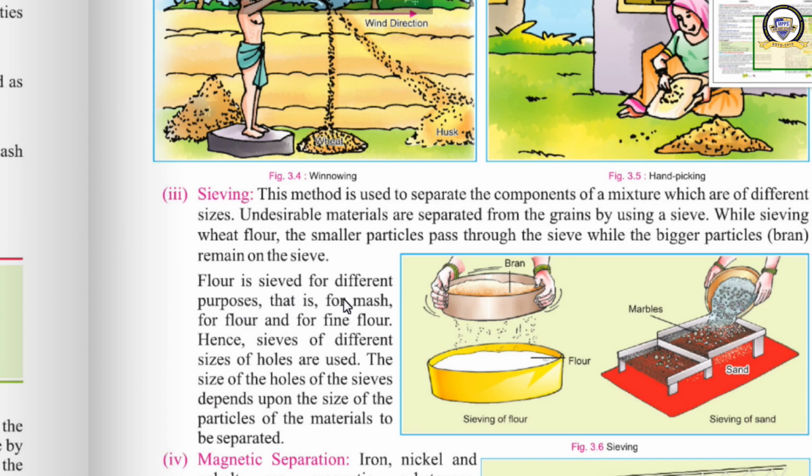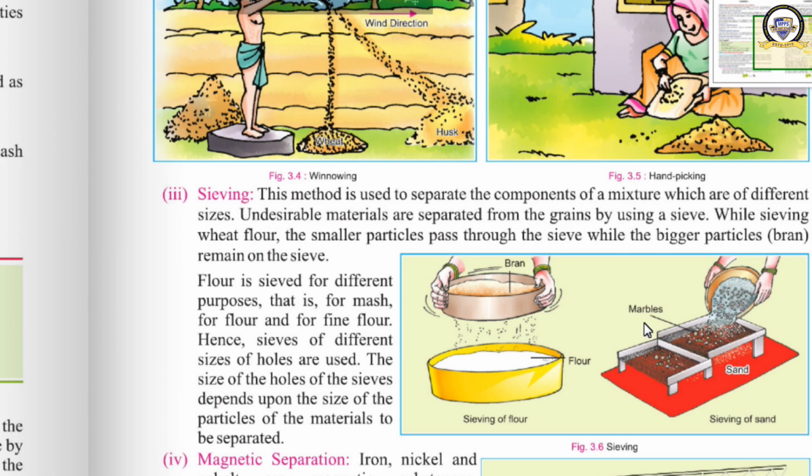Flour is sieved for different purposes, that is for coarse flour and for fine flour. Hence, sieves with different sizes of holes are used. The size of the holes of the sieves depends upon the size of the particles of the materials to be separated. See here, the sieving of sand.